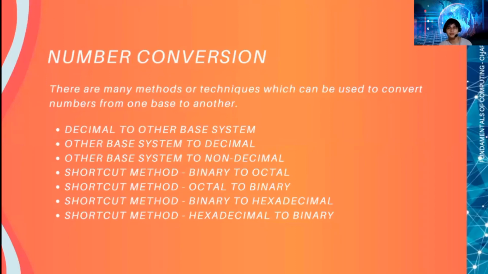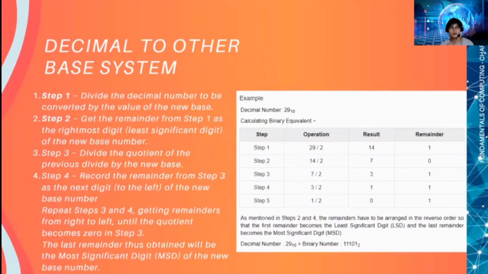There are many methods or techniques which can be used to convert numbers from one base to another. We have decimal to other base systems, other base systems to decimal, and other base systems to non-decimal. We also have different shortcut methods for binary to octal, octal to binary, binary to hexadecimal, and hexadecimal to binary, and vice versa. So from decimal to other base systems, the number is in decimal and is converted to any other base system. It could be octal or hexadecimal.